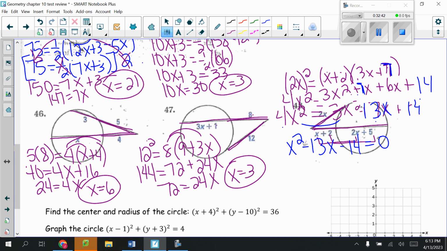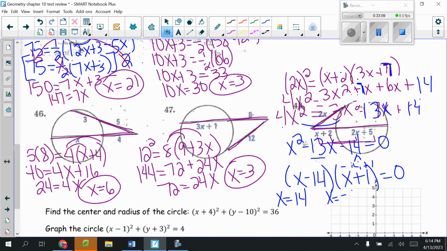Again, since I have an x squared and an x, I need to either factor or use the quadratic formula. I'm always going to see if I can factor. This one factors easily. I'm looking for what I can multiply together to get negative 14, but add to get negative 13. That's a negative 14 and a positive 1. So my parentheses are x minus 14 and x plus 1 equals 0. When I solve both of these, they come out opposite. So I get x equals 14 and x equals negative 1.